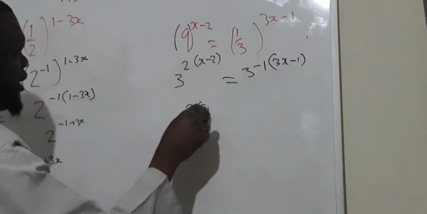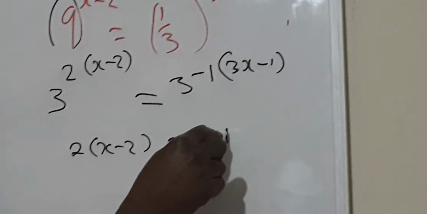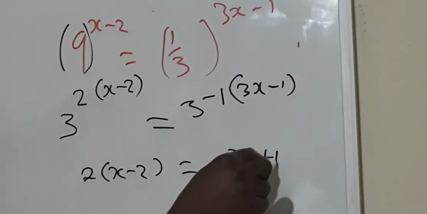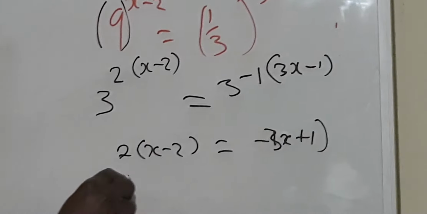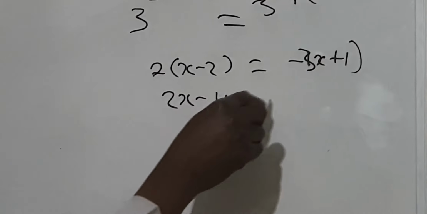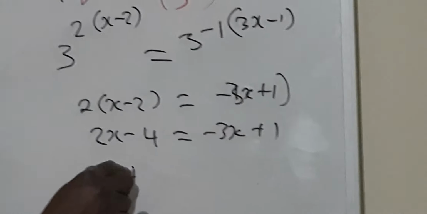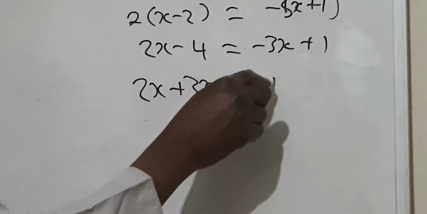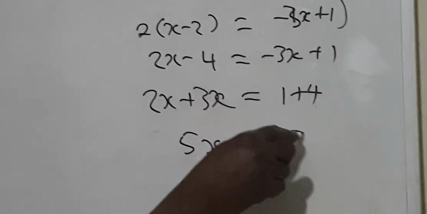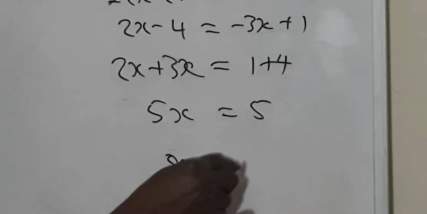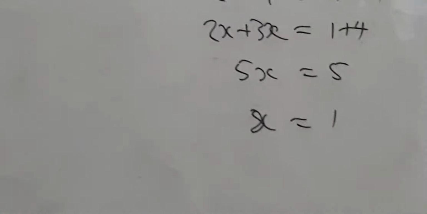2 into x minus 2 is equal to minus 3x plus 1, because minus multiplies everything in the bracket. So we get 2x minus 4 is equal to minus 3x plus 1. Okay, 2x plus 3x. I'm going fast because we have done all this before. So 5x is equal to 5. x is equal to 1.